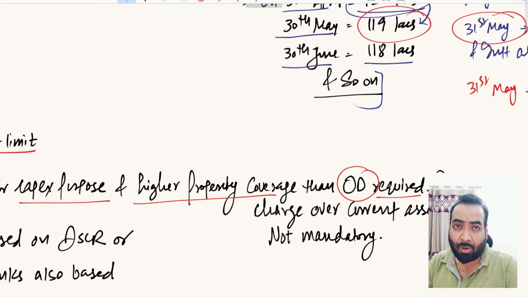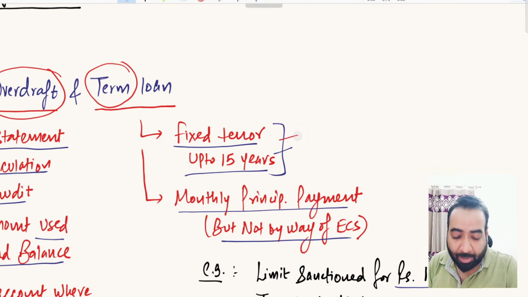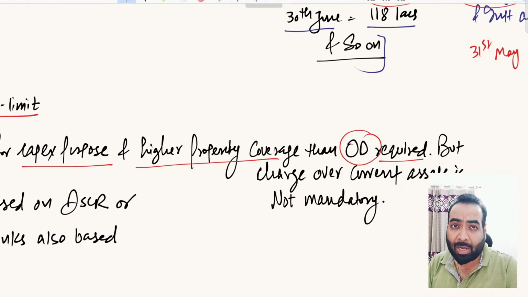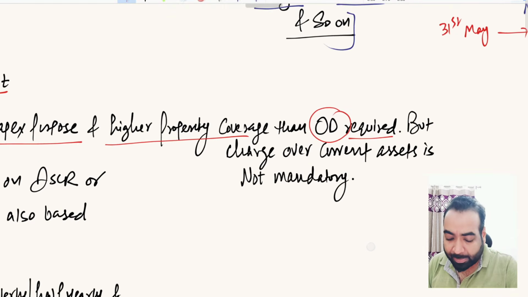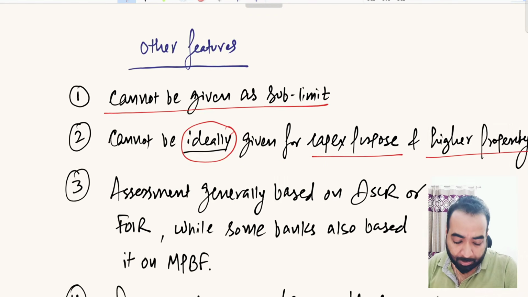It is given for a long-term period, 15 years tenure. OD is given for 12 months and it is repayable on demand. And since you are taking the risk of higher loan tenure in this facility, you charge a premium in your property coverage. You ask for more property coverage from the client to sanction the DLOD facility. And another thing, you are not taking charge on any current assets as well in DLOD structure.